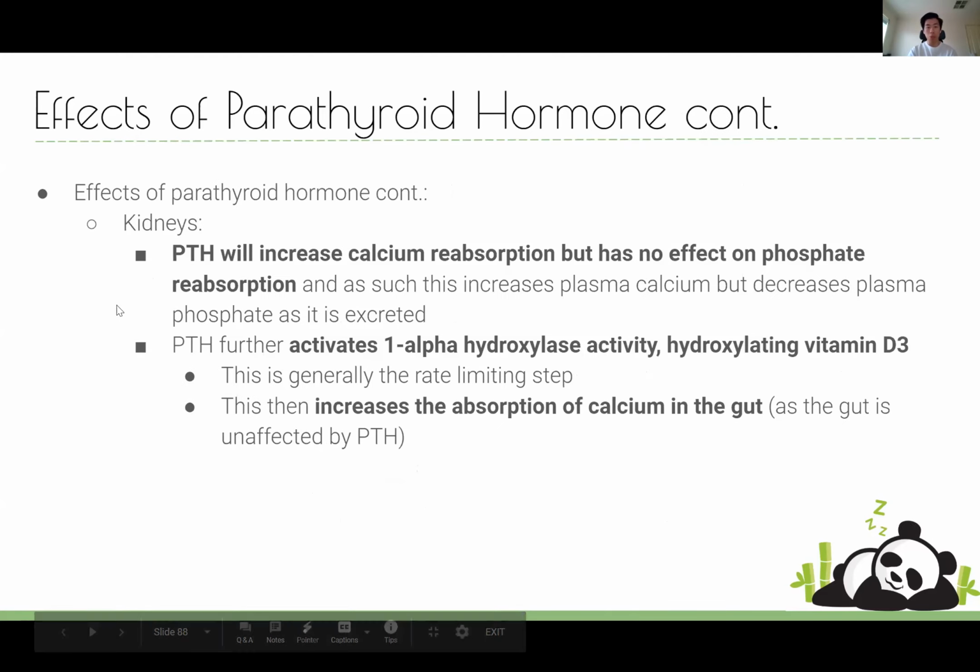In your kidneys, your PTH will also increase calcium reabsorption, but this time it has no effect on phosphate reabsorption, which is a critical difference. And so it increases your plasma calcium, but not your plasma phosphate. It also activates your vitamin D. So vitamin D gets made or consumed, I guess, as a pre-hydroxylated form. Your PTH will activate this to occur in the kidneys. And it also then causes the increase of absorption of calcium in the gut.